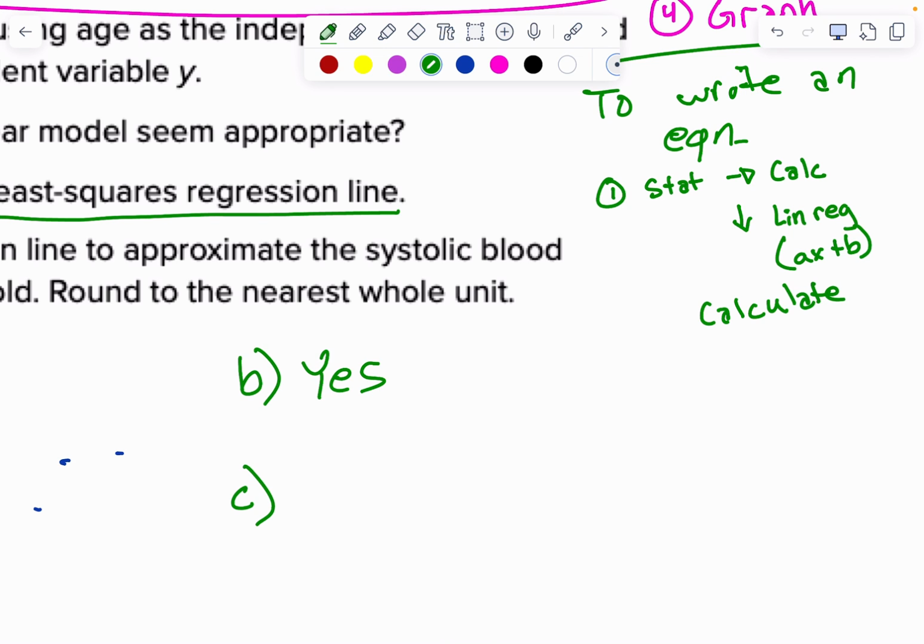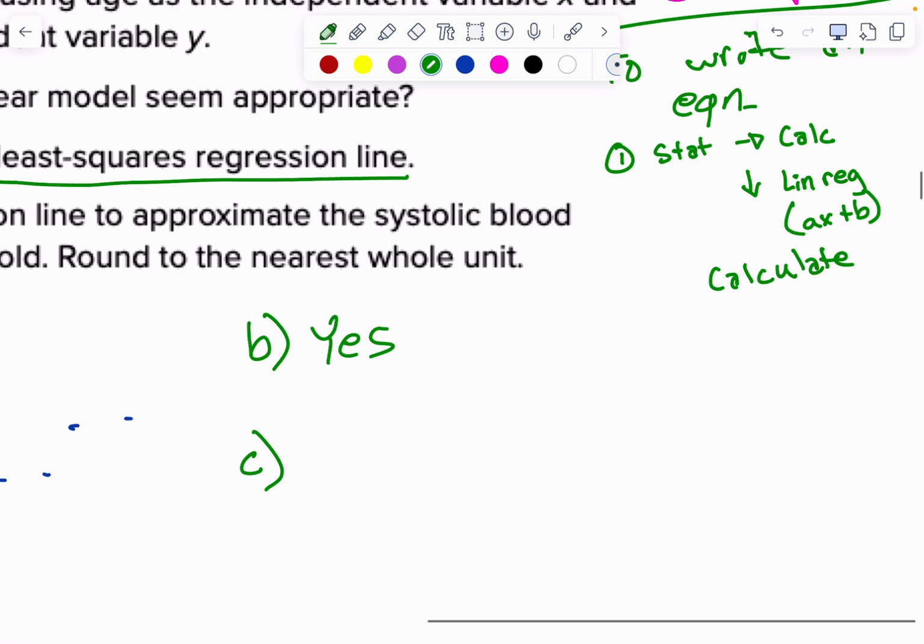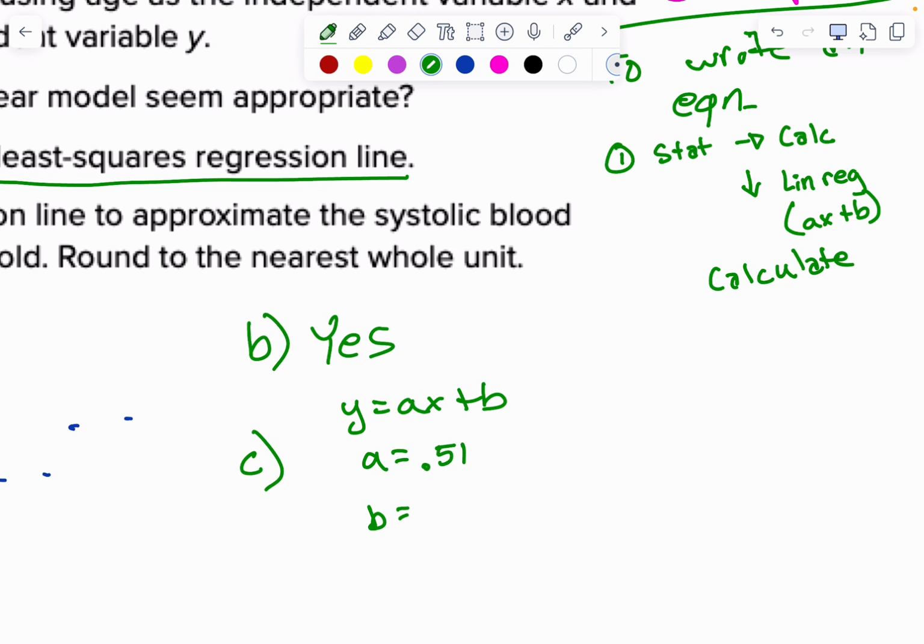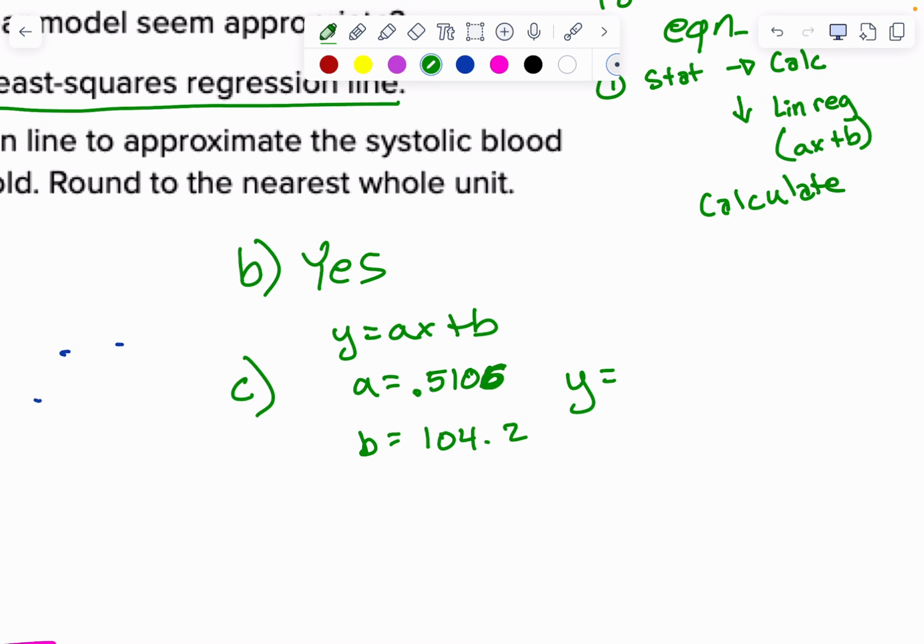Okay. It will take you to a screen where it says y equals ax plus b, where a equals something and b equals something. Give me the a. 0.5106. And then b, 104.2. Okay, so the line of best fit is y equals 0.5106x plus 104.2.